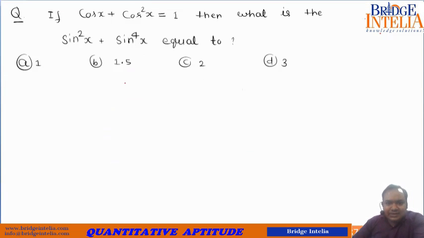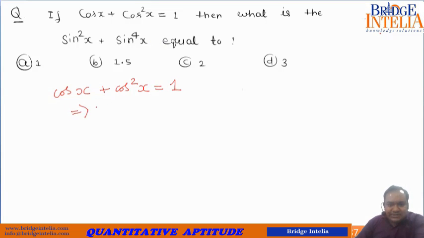Now we take the last example. So this is a very good example. So cos x plus cos square x is given to us as equal to 1, and based on this piece of information we have to find the value of sine square x plus sine to the power 4x. So let us see. So cos x plus cos square x is equal to 1.